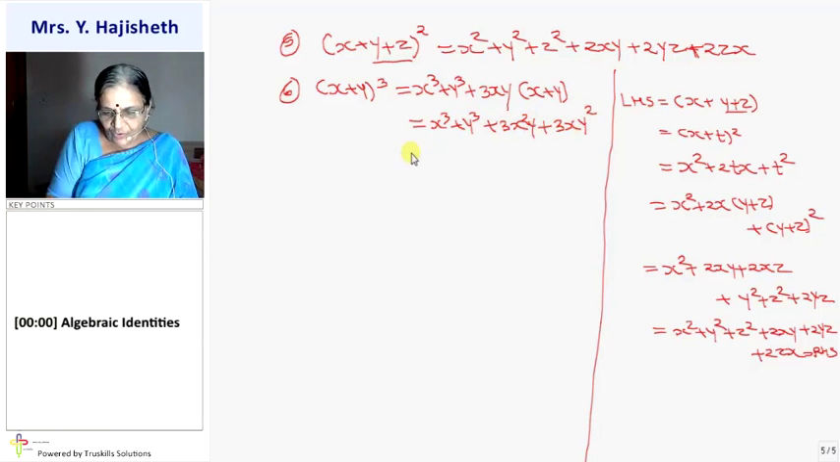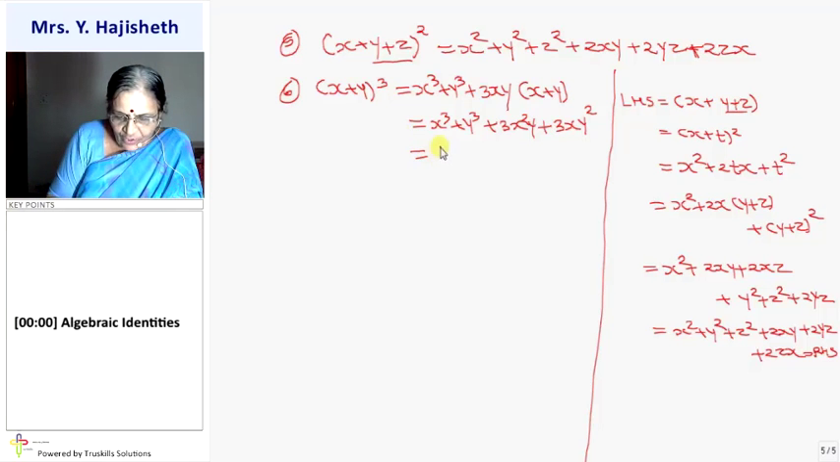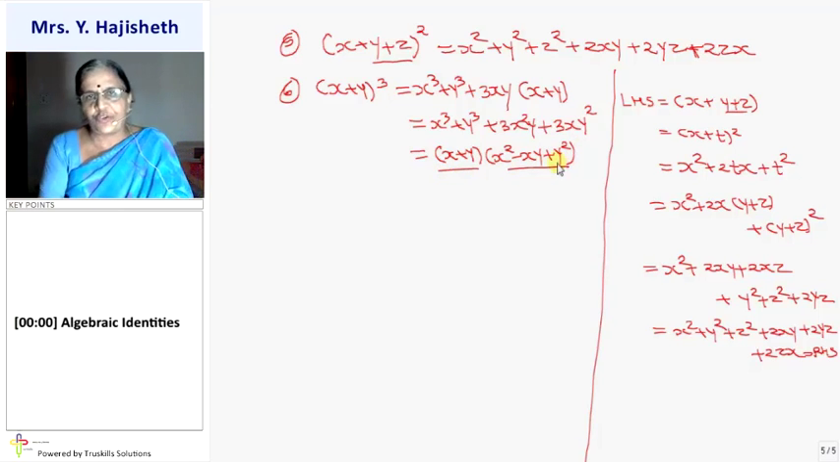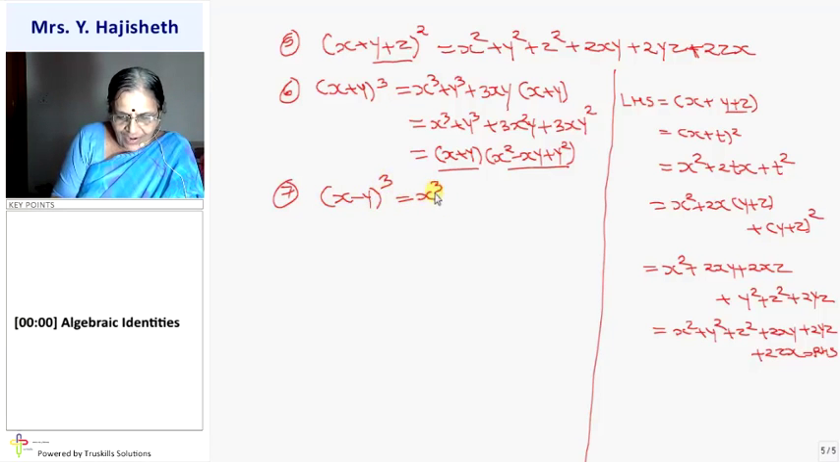Or if I want to factorize this, another way of writing is (x + y)(x² - xy + y²). These are the two factors of x³ + y³. You remember this. Seventh, (x - y) whole cube. It is x³ - y³.